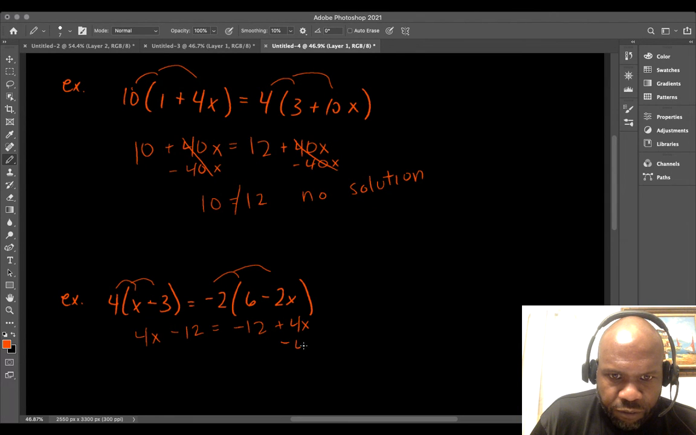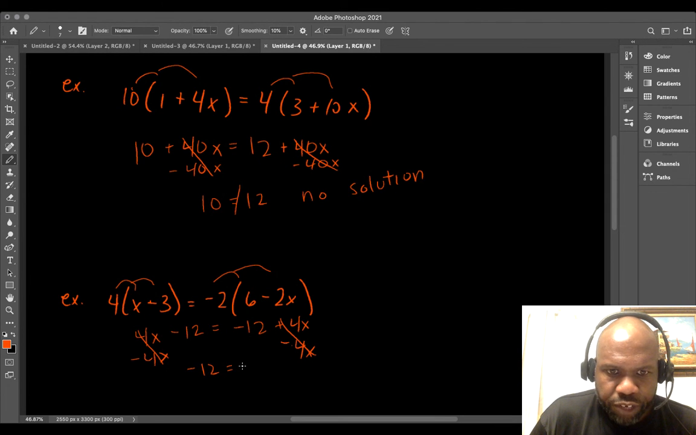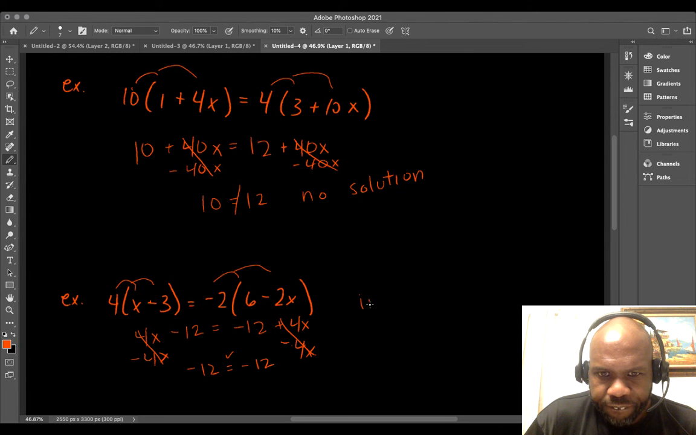So we have -4x on both sides. Uh-oh, what's going to happen here? And now, so that cancels and that cancels. Now we have -12 equals -12. So since they equal each other, that means that they're identity. Okay, because they equal each other. Okay, if they equal each other, then I know that automatically this is identity.